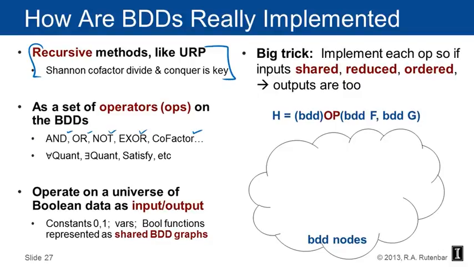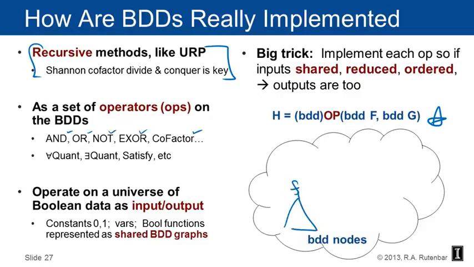So the way to think about this, I've got a little example here, with a little star by it. H equals BDD, and I'm writing this in a C-like style. I'm casting this as a BDD data object. An operator is some kind of subroutine that takes an F BDD and a G BDD and produces an H BDD. Think about that as, well, here's F.